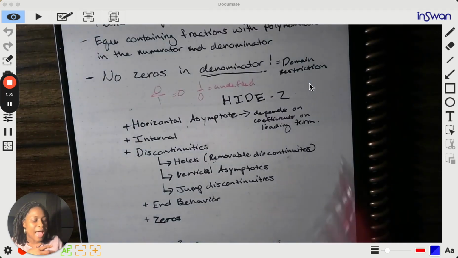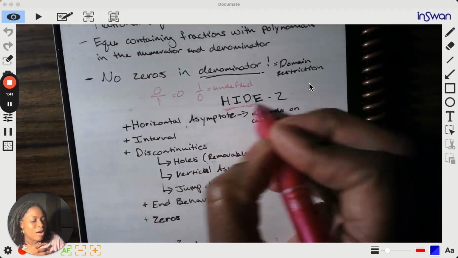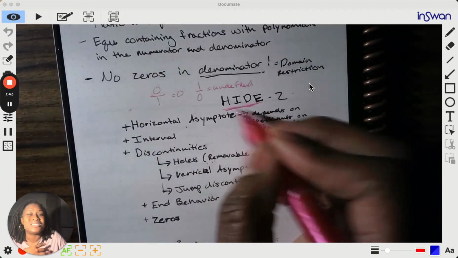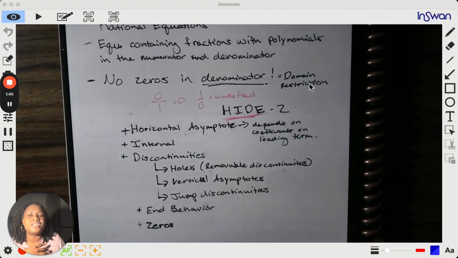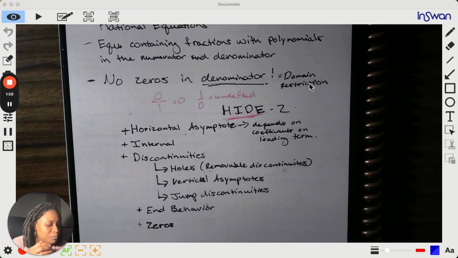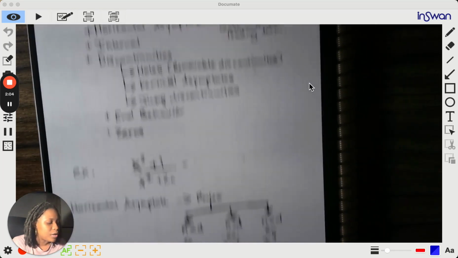I use this little acronym, HIDE-Z, so I remember the parts of things that I need to solve for when dealing with rational equations at this level. H for horizontal asymptote. So you'll also get to the concept of limits. A horizontal asymptote deals with that, indeed. It depends upon the coefficients in the leading term, and I'll break that down right here.